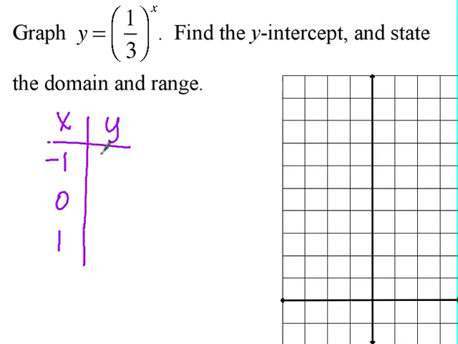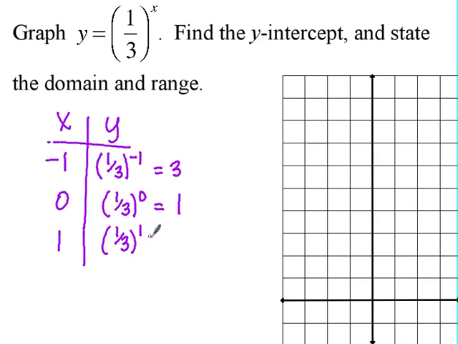So now I've got 1/3 to the -1. Remember, that means we flip it, the -1 does. So this actually means 3. Yep, 1/3 to the 0 power, and that means 1. And then this is 1/3 to the first, which is 1/3. So let's plot those and see what we're left with.